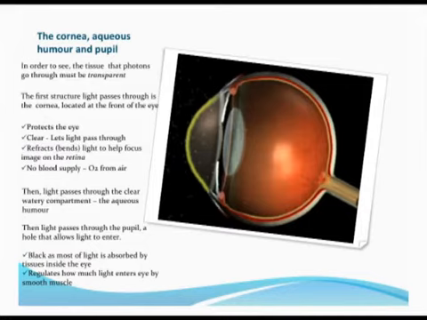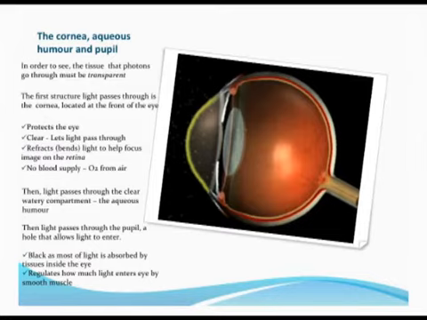And the first structure that light passes through is the cornea, so the transparent structure at the front of the eye. And this protects the eye, it's clear, and it's also where light is initially refracted, and so it's focused on the retina. And what's quite interesting about the cornea, it actually has no blood vessels, and it gets its oxygen directly from the air from a process called diffusion.